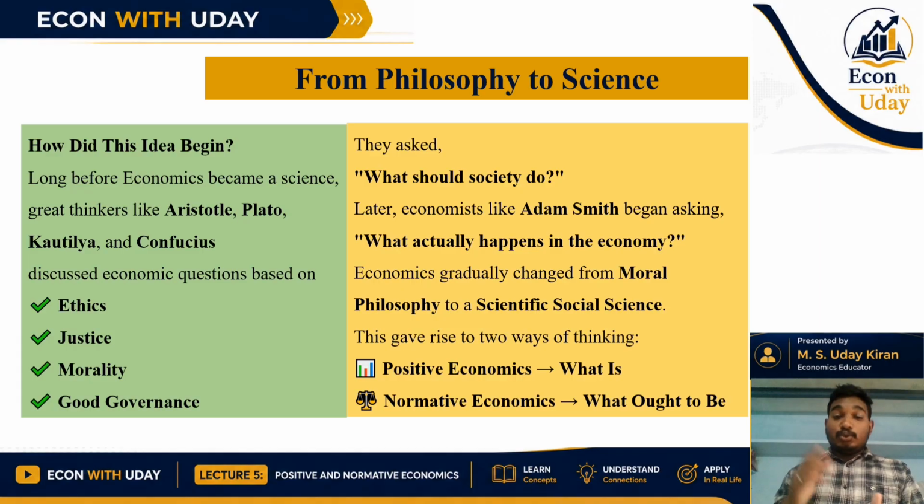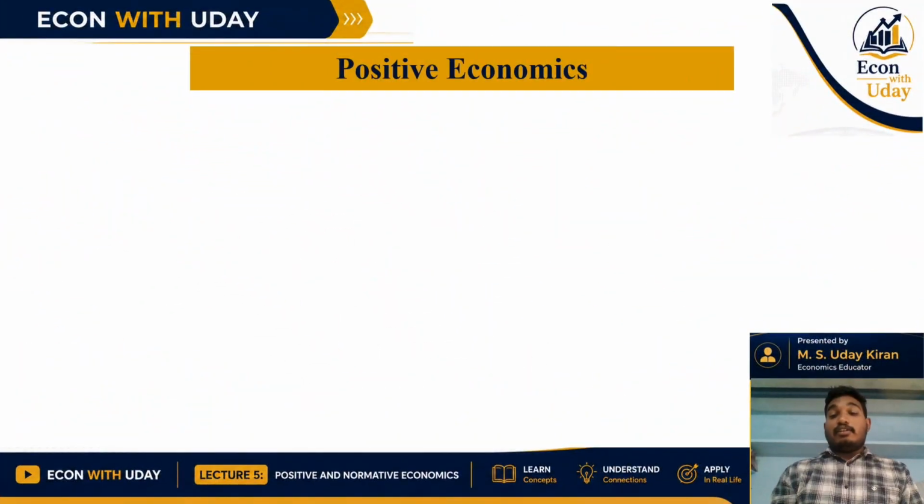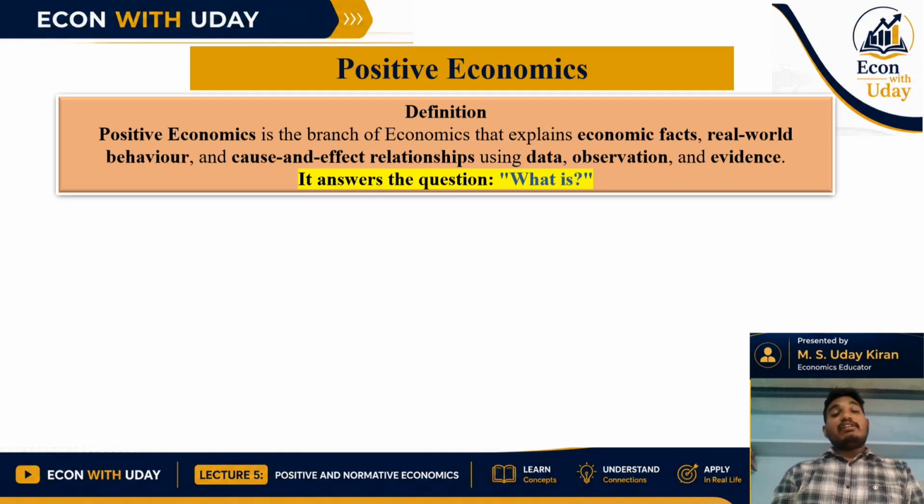And here, this gives rise to two ways of thinking. One is positive economics and the next one is normative economics. Positive economics is what is, and normative economics is what ought to be. First, positive economics. Here we can see the definition of positive economics. Positive economics is the branch of economics that explains economic facts, real-world behavior, and cause and effect relations using data, observation, and evidence. It answers the question: what is?